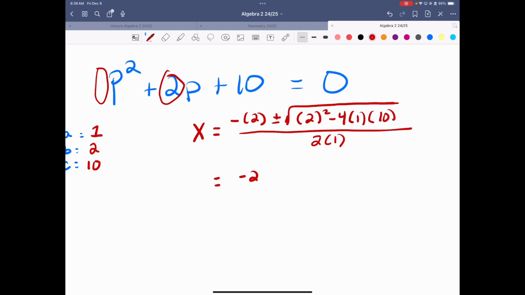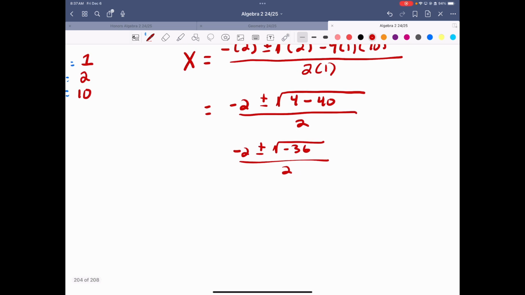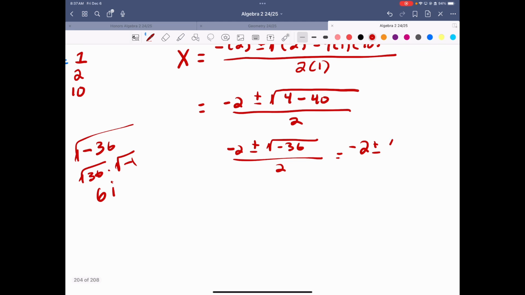So now we simplify. So that's negative 2 plus or minus 2 squared is 4 minus 4 times 1 times 10, so that's minus 40, all over 2. Just keep simplifying. Negative 2 plus or minus the square root of 4 minus 40 is negative 36. That's okay. Divided by 2. Square root of negative 36, so we talked about this yesterday. Square root of negative 36 is the same thing as the square root of 36 times the square root of negative 1. Square root of 36 is 6. Square root of negative 1 is i. So this becomes 6i divided by 2.